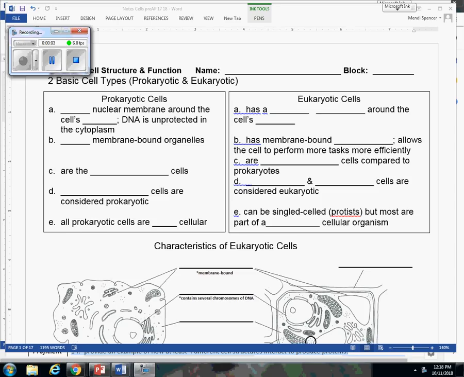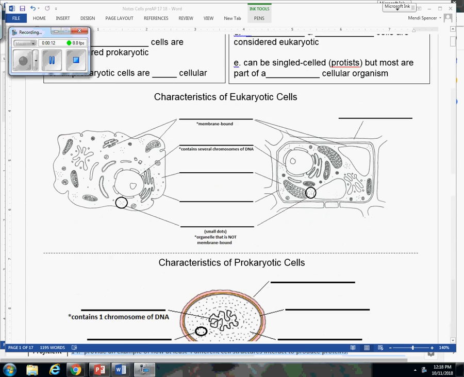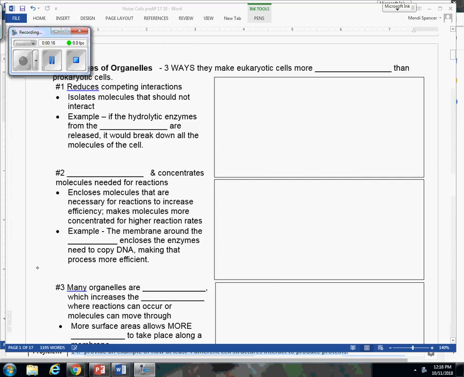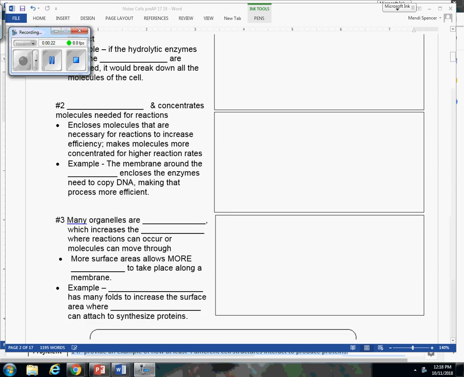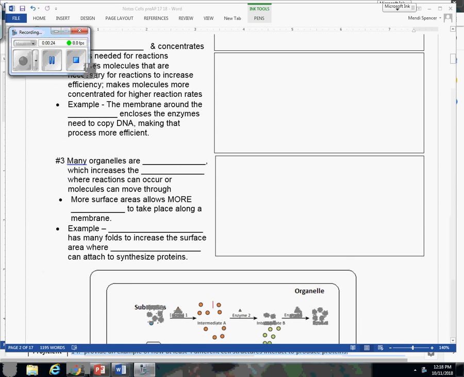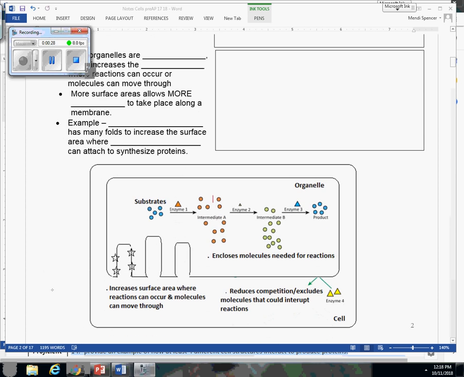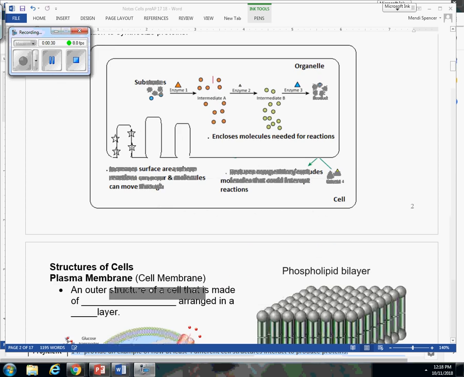Last class, we started this unit and we started focusing on the differences and similarities between prokaryotic and eukaryotic cells. Remember, eukaryotic cells have a true nucleus and they have membrane-bound organelles. And we went through the advantages of organelles. Organelles allow cells to isolate molecules that should not be interacting. It allows it to enclose and concentrate molecules so the reactions will happen faster. And many organelles are folded, and that increases the surface area where reactions can take place.